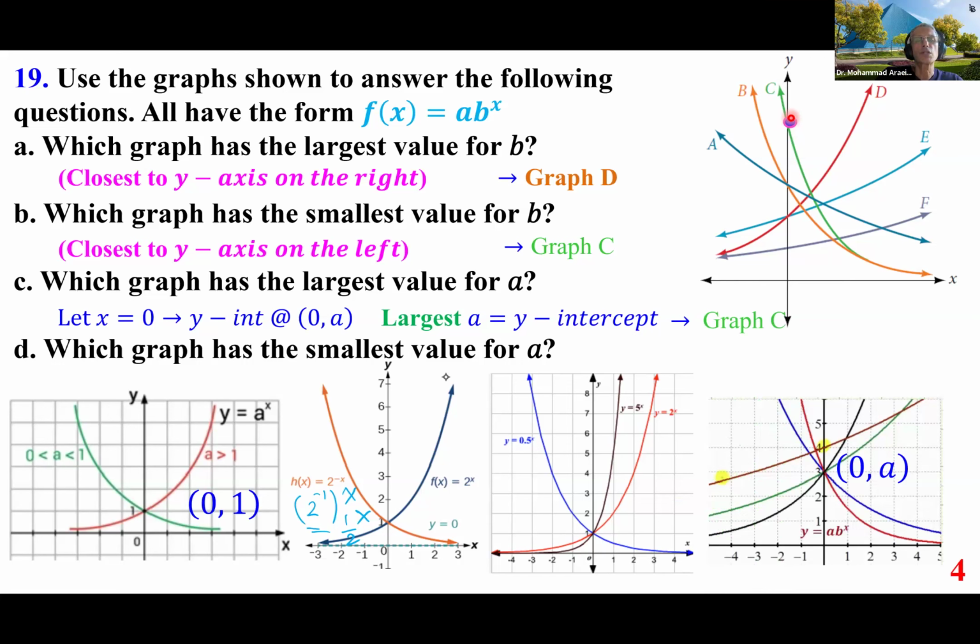What about the smallest value of A? That means smallest y-intercept, which is this point. See, look at the y-axis, this point, and it's on the graph of what? F.